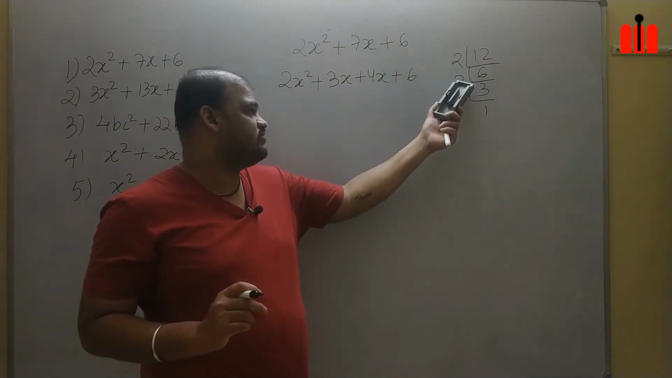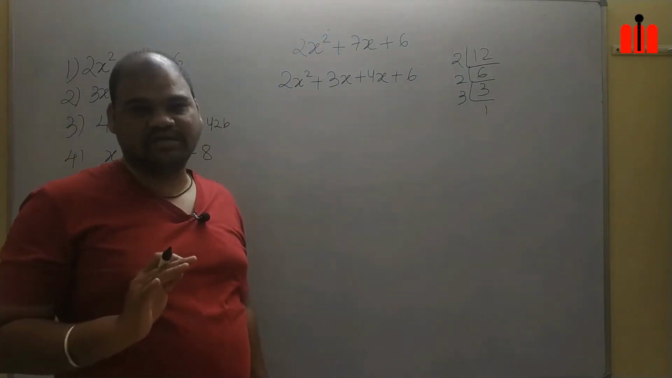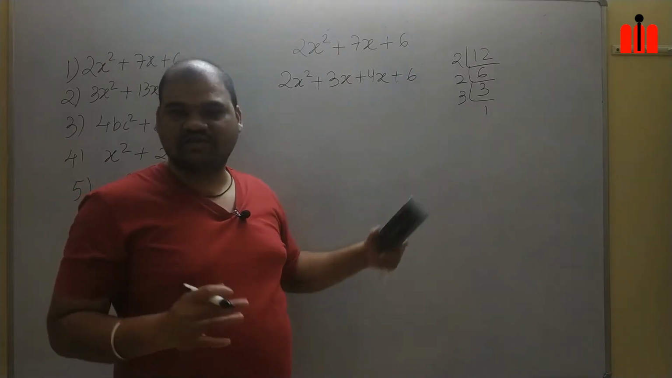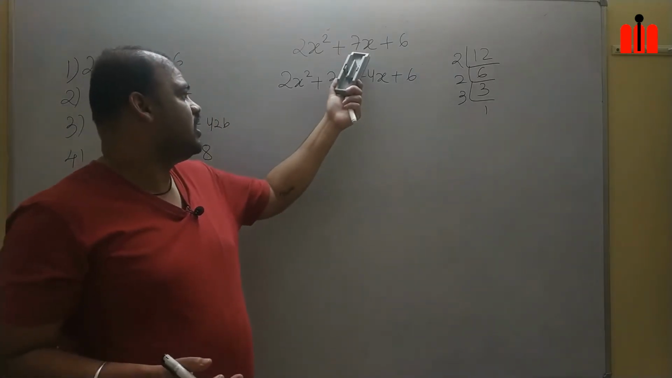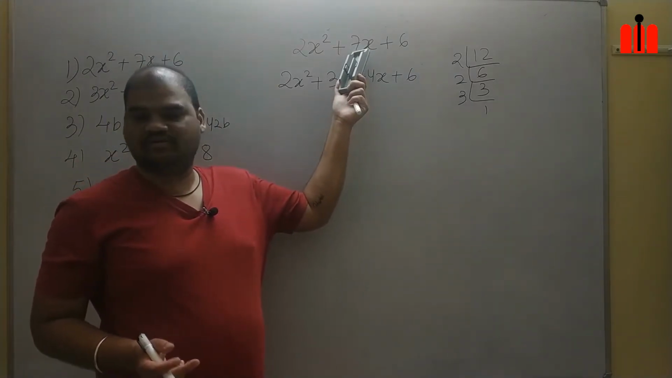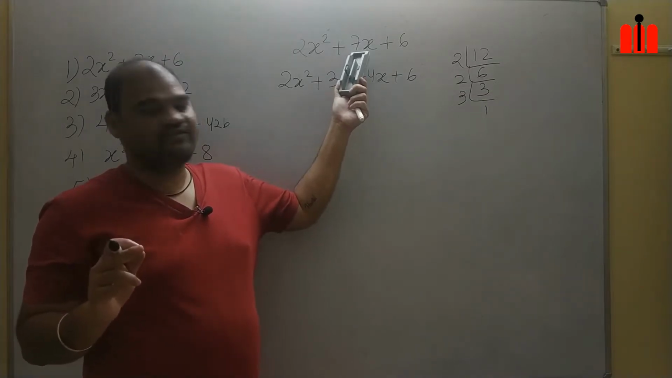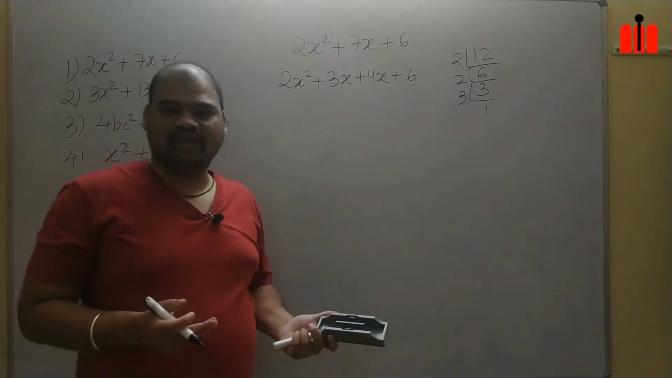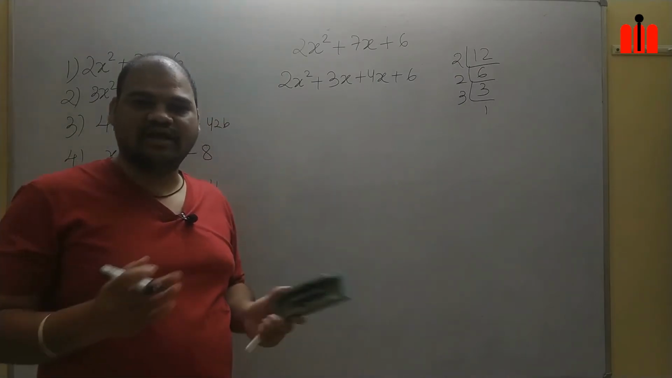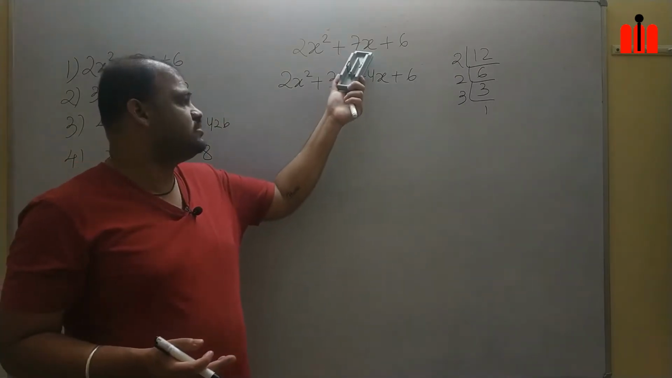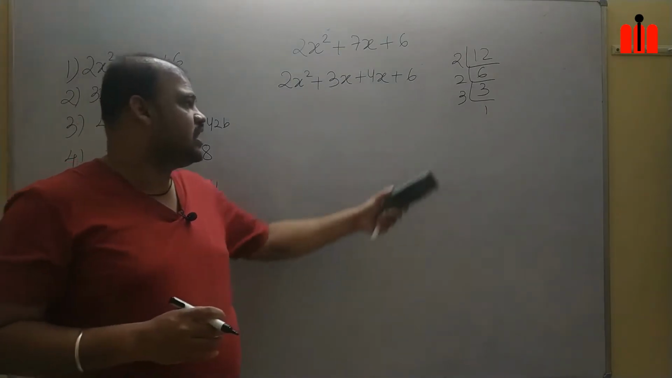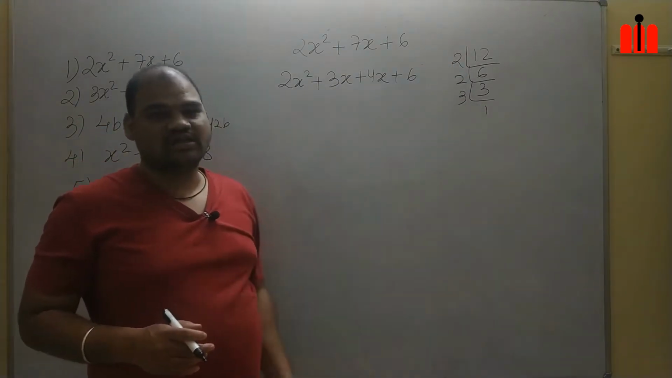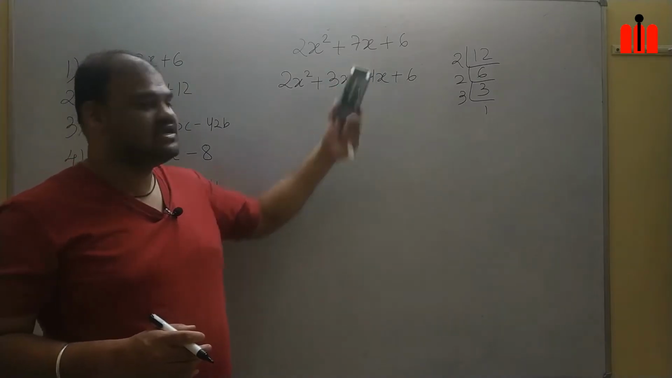Other possibility is 4 and 3. There are two possibilities. 2 and 6 we can't take because here we are having 7. Are you getting it? For 2 and 6, if you add, you will get 8. If you subtract 6 minus 2, you will get 4. There is no possibility of getting 7. But if you take 3 and 4, there is a possibility that you will get 7.